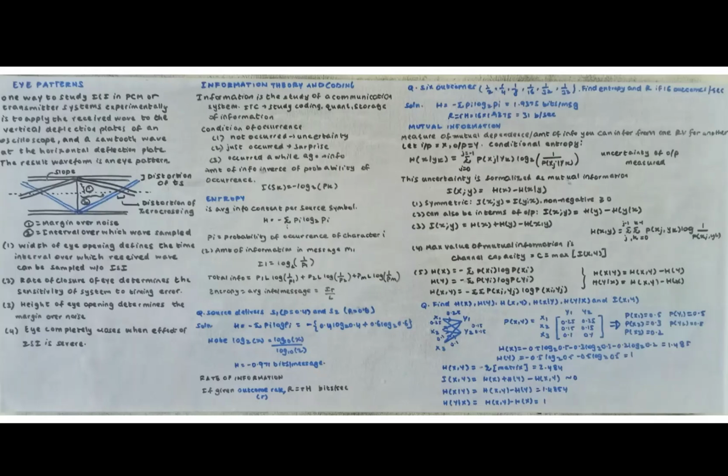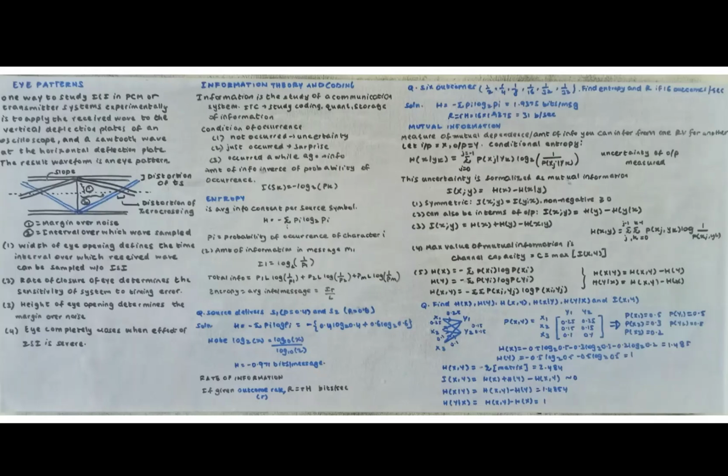The area marked 1 is the margin over noise, and the area marked 2 is the interval over which the wave is sampled. So these are the things you need to mark in the diagram because often the question from this module will be very direct. There are a few lines of theory you have to note. The width of the eye opening defines the time interval over which it can be sampled.